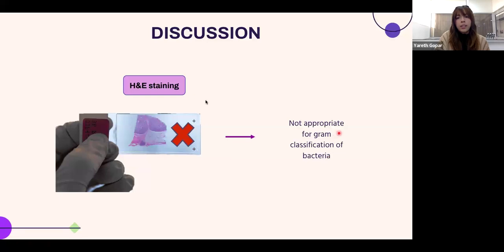We believe that our technique has potential for application in histopathological diagnosis, as current pathologists continue to use H&E as a standard staining for detection and classification of bacteria. And this technique is not appropriate for Gram classification of bacteria, which might lead to an incorrect or inconclusive diagnosis, since it's not designed for that purpose.